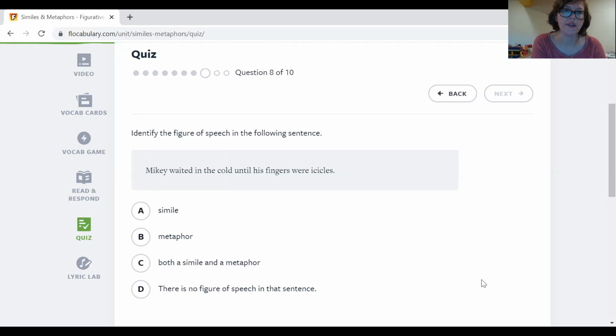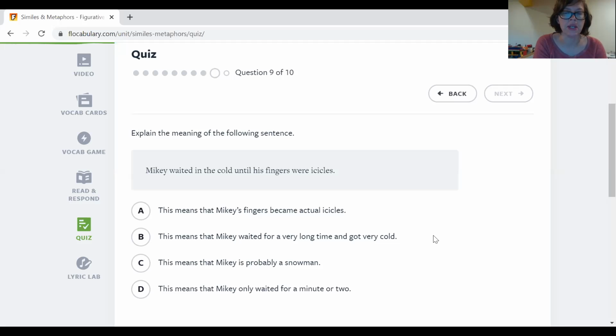All right, question 8, identify the figure of speech in the following sentence. Mikey waited in the cold until his fingers were icicles. A, is this a simile? B, a metaphor? C, both a simile and a metaphor? Or D, there is no figure of speech in this sentence? So choose the letter of the best answer. Okay.